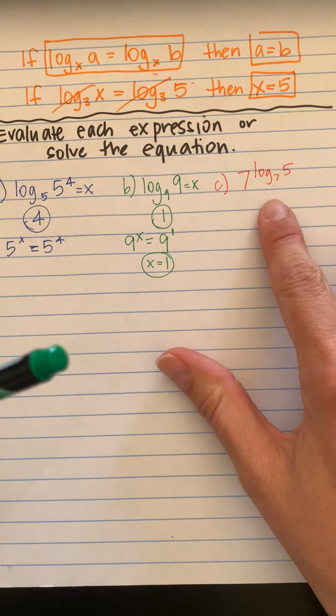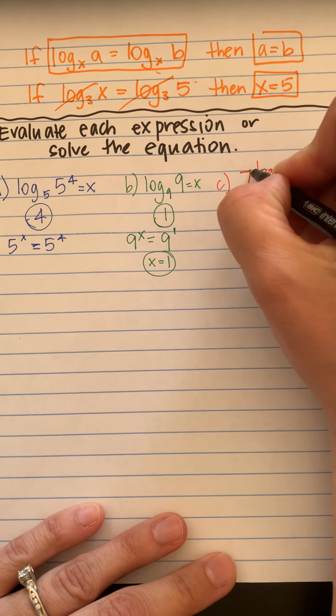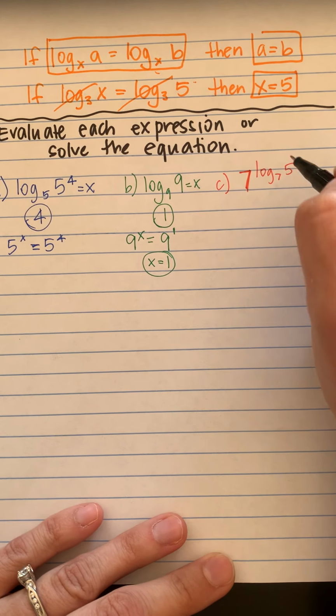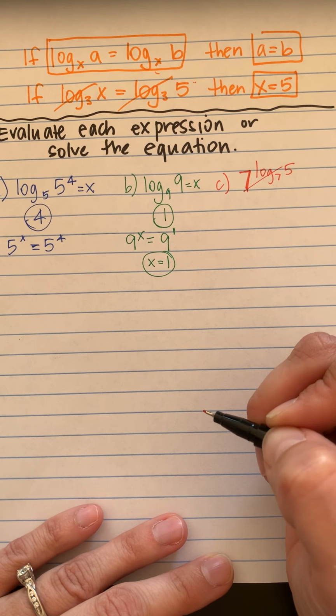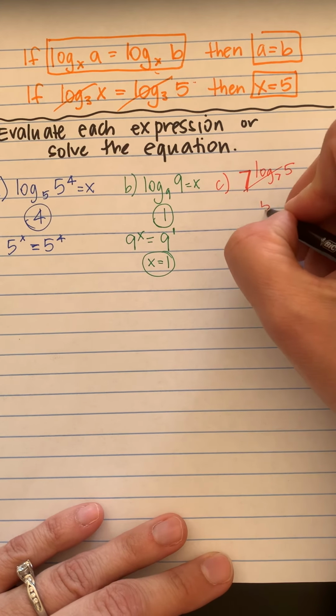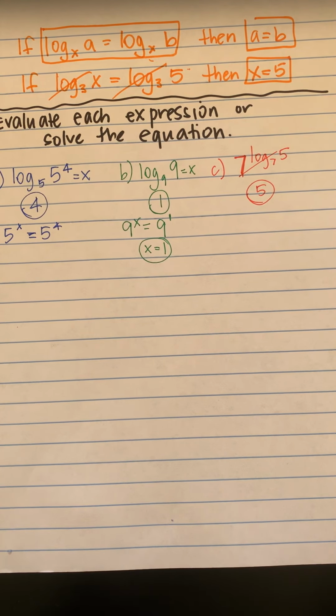This is that new one that we just talked about here today, is that if the base is 7, and then I'm doing log base 7 of 5, that's going to all cancel. And then it's just going to equal 5. The same bases there will cancel out.